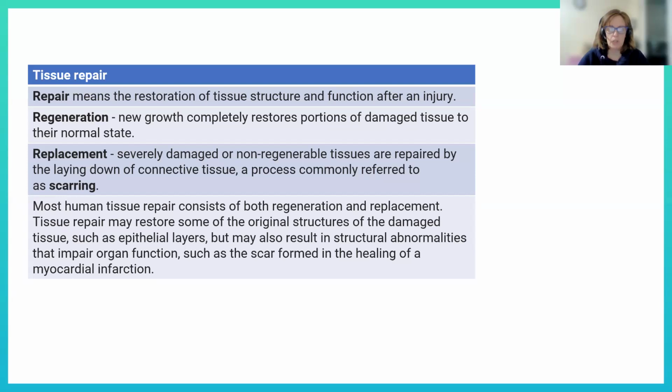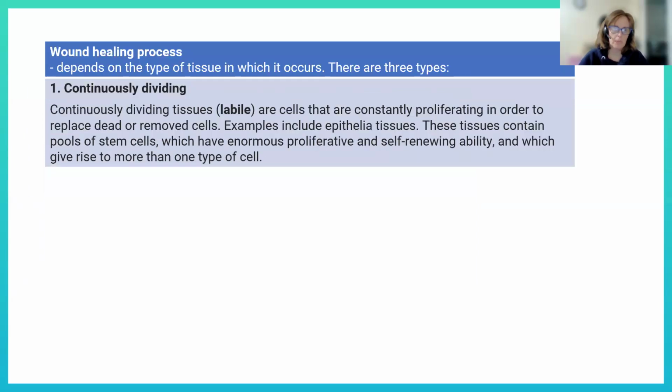So myocardial infarction, like a heart attack, you might get some scar tissue. So the wound healing process depends very much on the type of tissue in which it occurs. So for this purpose, there's 3 different types of tissue that we could consider.